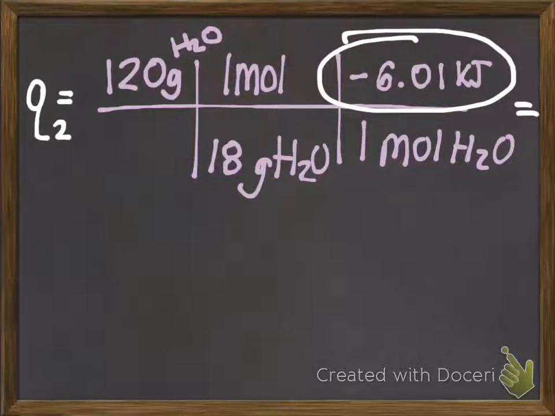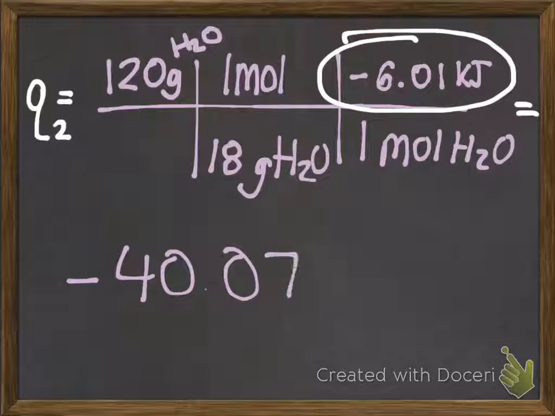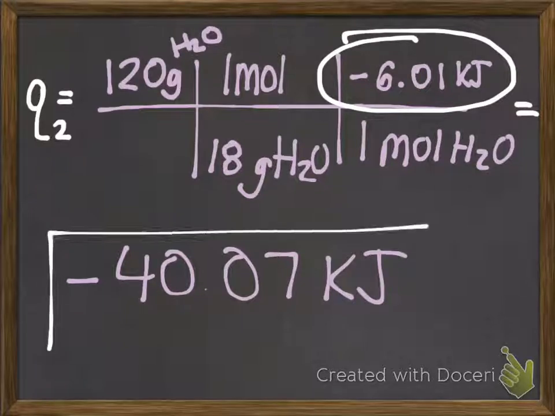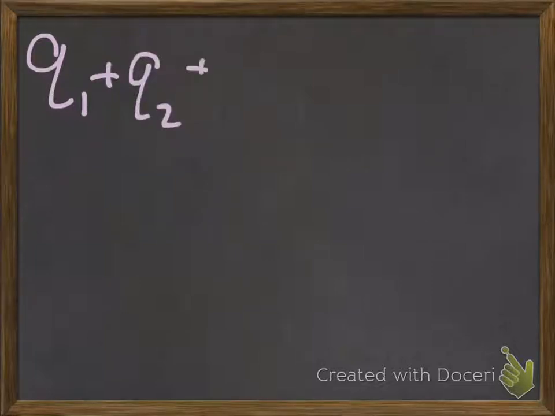Once plugging all of your information into your stoich, you should be left with negative 40.07 kilojoules. And this number right here is your Q2. So you have now gotten your Q1, your Q2, and your Q3, and that's it.